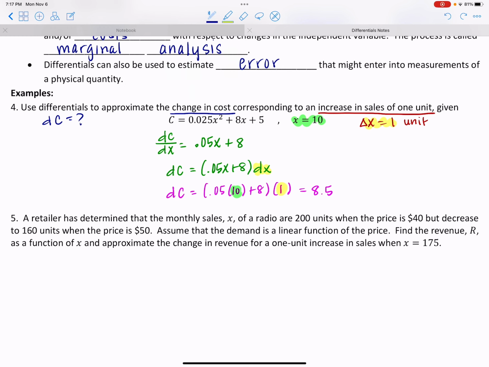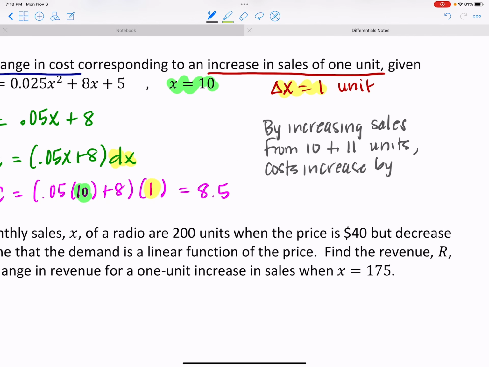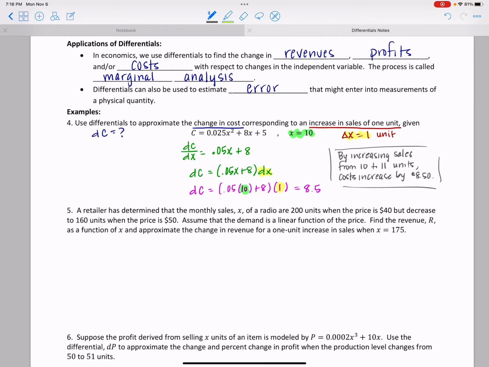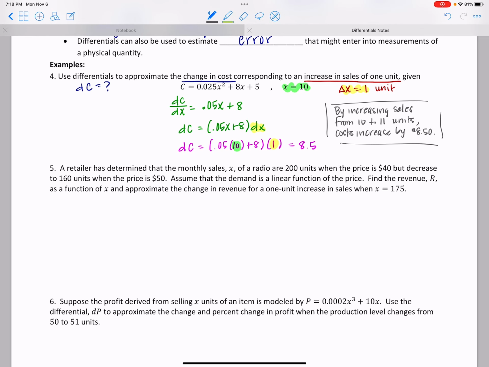So I don't have enough colors. By increasing sales from 10 to 11 units, costs increase by $8.50, and again, I'm just going to assume dollars here. It's my bad for not putting the units into the problem, but we'll just assume dollars. Okay. All right, so hopefully we're doing okay.